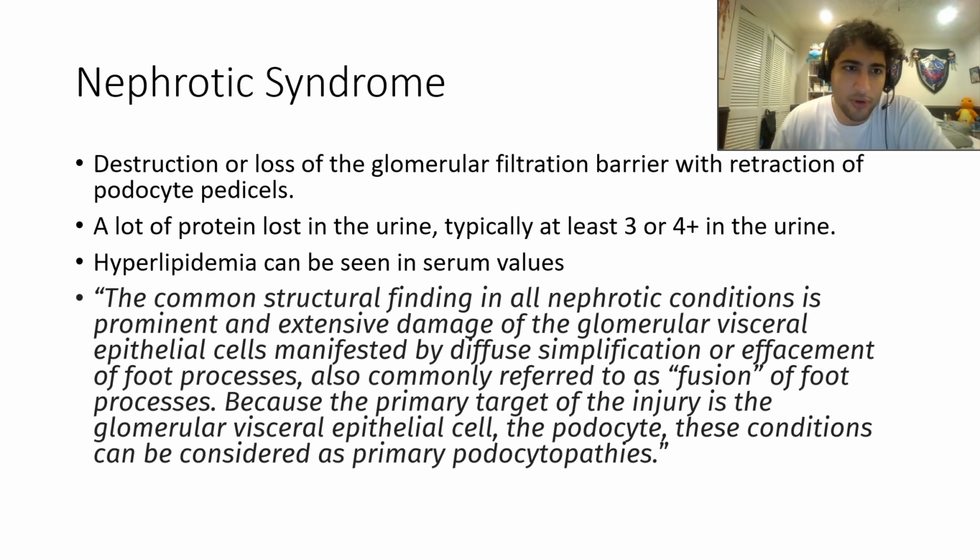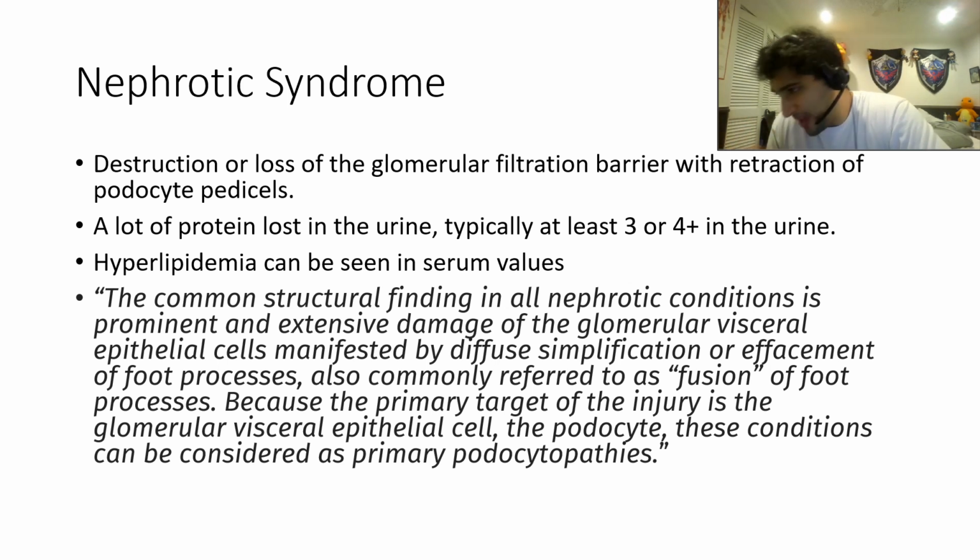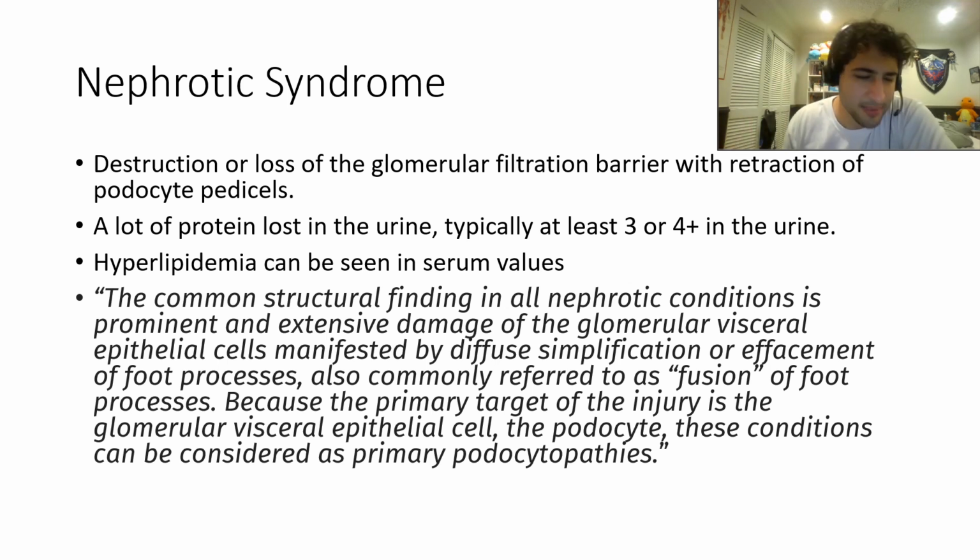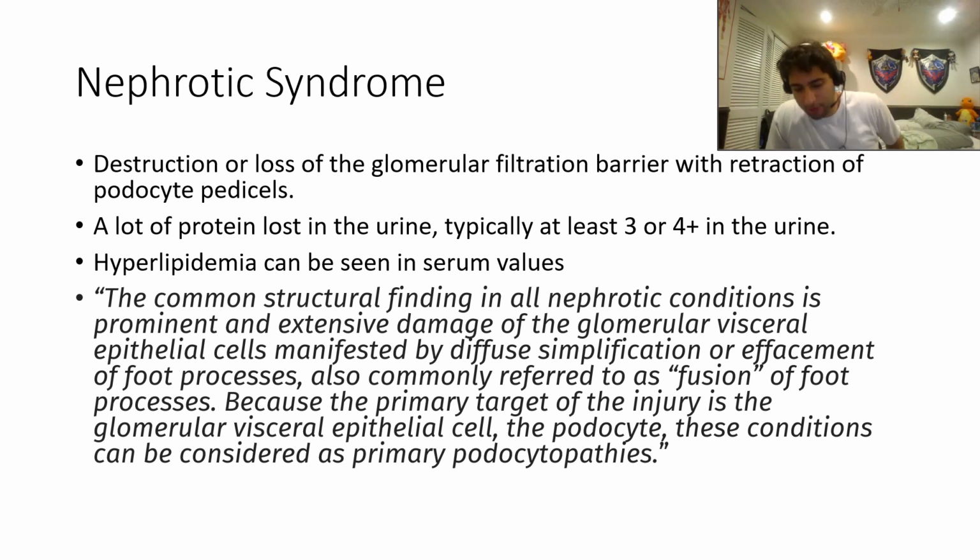So nephrotic syndrome is the destruction or the loss of the glomerular filtration barrier, like we mentioned, and then the retraction of the podocytes. And you lose a lot of protein, at least 3 or 4 plus. And you'll see hyperlipidemia because you lose fat in the urine, and so you see these fatty casts sometimes. You get these oval fat bodies, is what you see on an exam. And you'll also get hyperlipidemia in the serum. I don't know if this is exactly how it works, but think of it as lipids being lost in the urine, and then the body tries to replace that by causing hyperlipidemia in the serum.